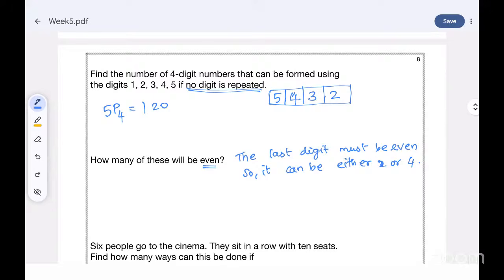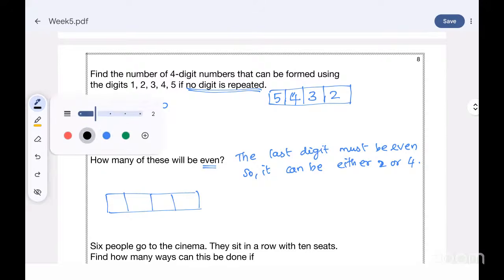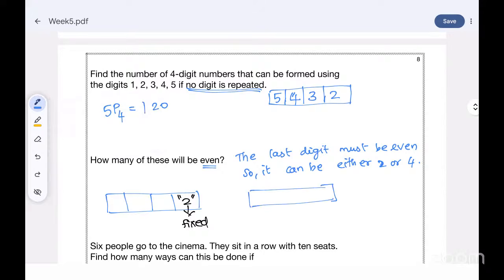So out of all these options, we have 2 different scenarios. In the first scenario, you see the last digit is fixed as 2. Similarly, in the second scenario, the last digit is again fixed, at 4.